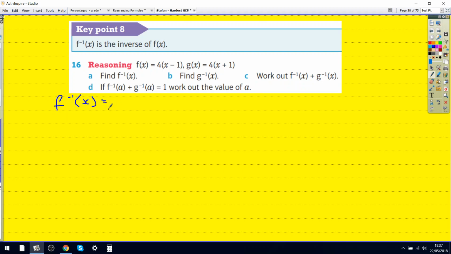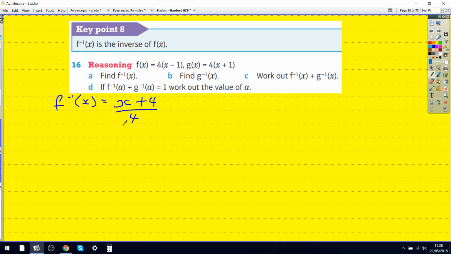If we say Y equals 4X minus 4, then Y plus 4 is 4X, and then X is just Y plus 4 over 4. So Y would be X plus 4 over 4. So F to the minus 1 of X is X plus 4 over 4.